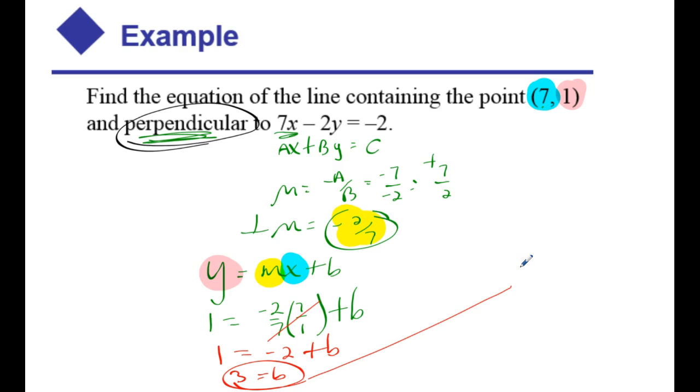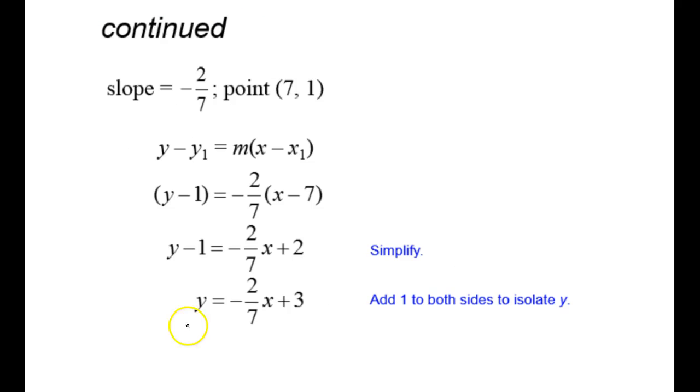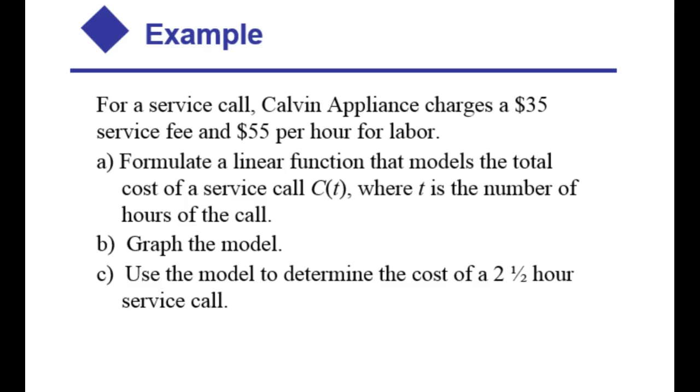And then writing the equation using the slope and the y-intercept, I'll get y is equal to negative 2/7 x plus 3. And that's exactly what the author had. The last example is using a word problem to identify the slope and the y-intercept.